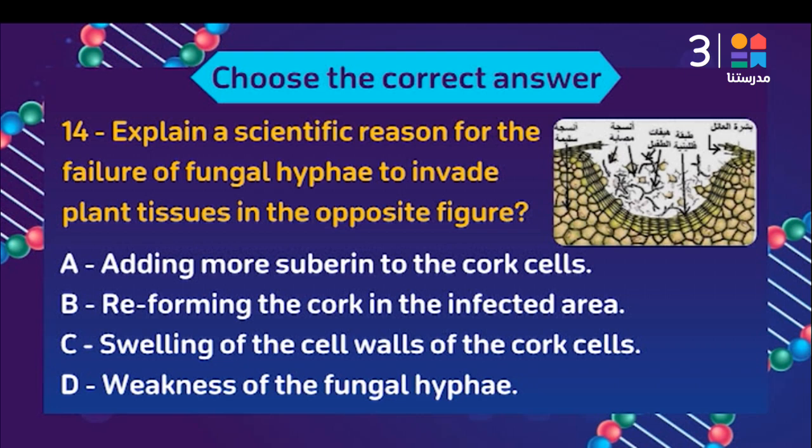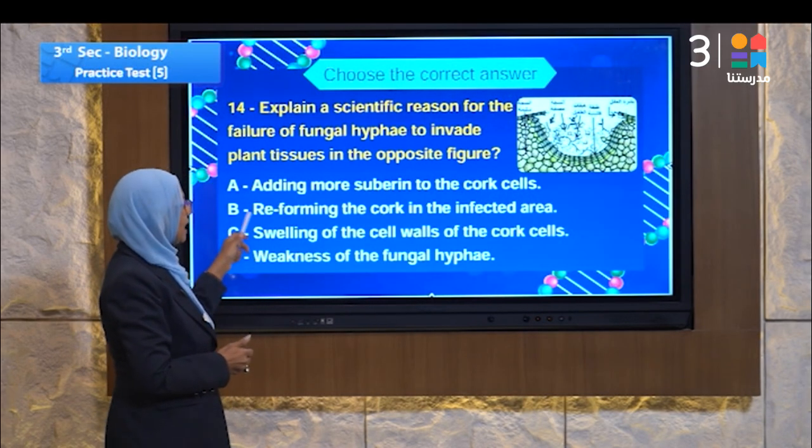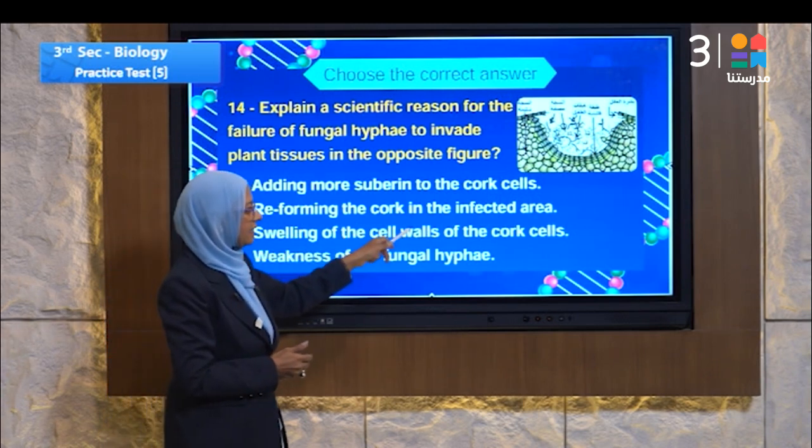A, adding more cyprine to cork cell. What are the cyprine? Cyprine are the substances which participate in the cell. Number B, reforming the cork in the infected area.